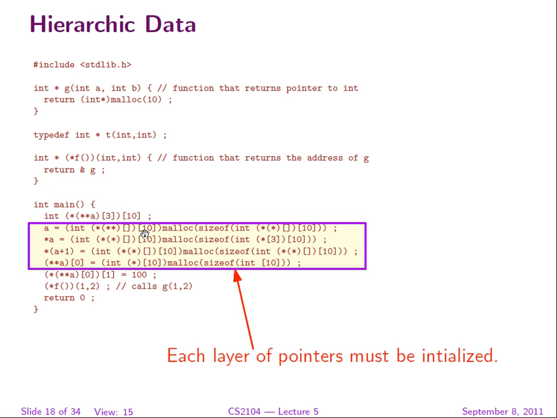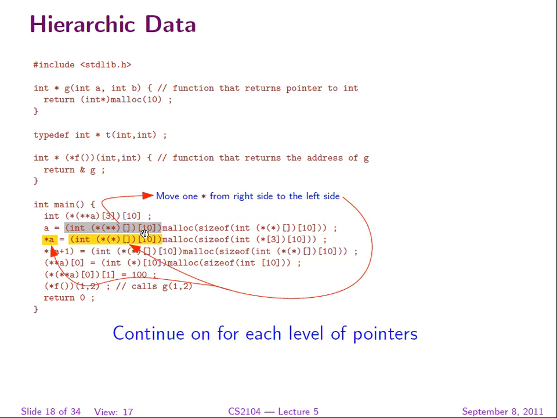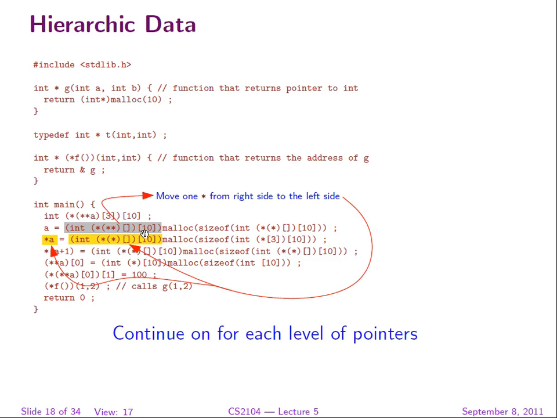All right. So, you'll figure it out. You'll have to look at this again. But it's a very nice principle at work here. So this is pretty much trying to explain what I just said. Drop the A to obtain the cost, and then move one star from the right side to the left side. Okay, so that's pretty much how it works.